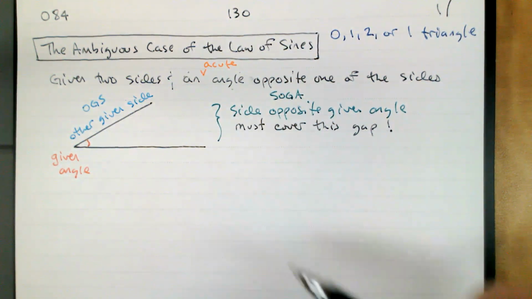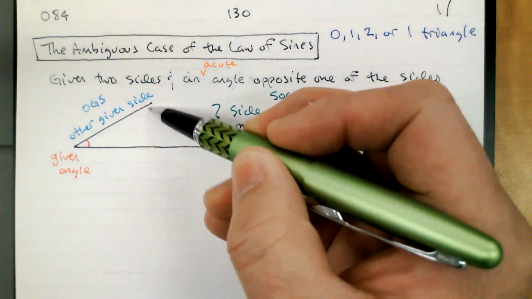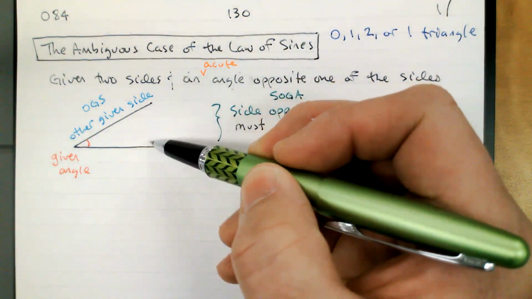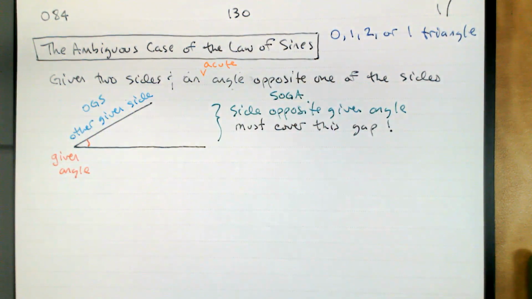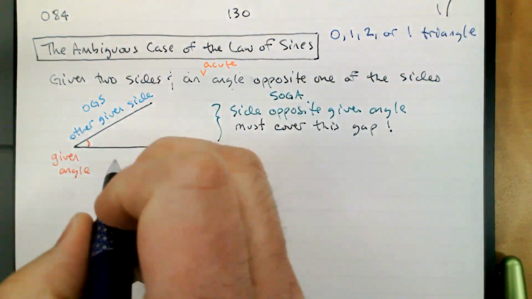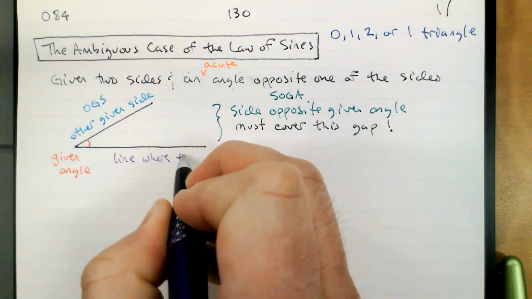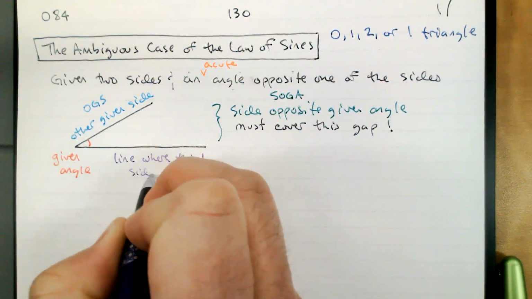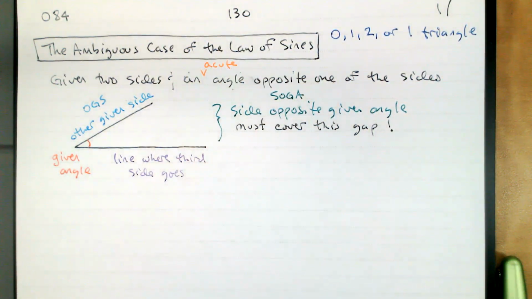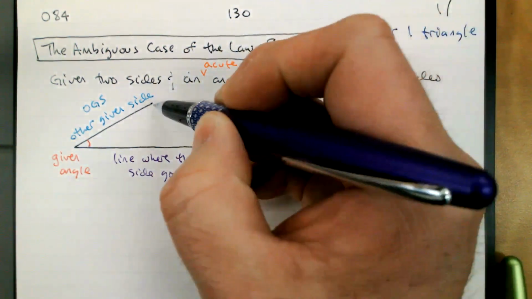There are 0 triangles if the side opposite the given angle is too short to go from the end of the other given side to the line where the third side goes. Down here is the line where the third side goes. If the side opposite the given angle is too short, that is less than the height of the triangle, then we will have no triangle. If the side opposite the given angle is less than the height, then we have 0 triangles.